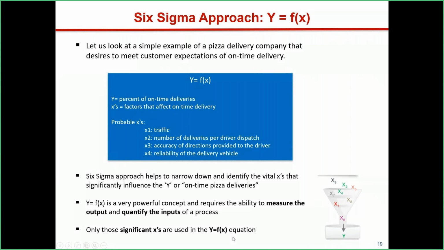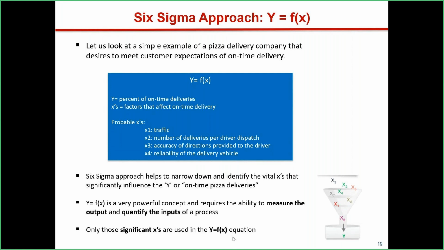So it could happen that there are more than 4 x's that we see in this example. There might be 10 x's. It might be the number of sick people in the company, people coming late to office, delivery vehicle, no fuel availability. So there might be multiple x's which may be impacting the on-time delivery in this example. But only the significant ones, only the ones which are really critical are to be used. And that is what we'll be learning over a period of time, how to identify which is the most critical X.